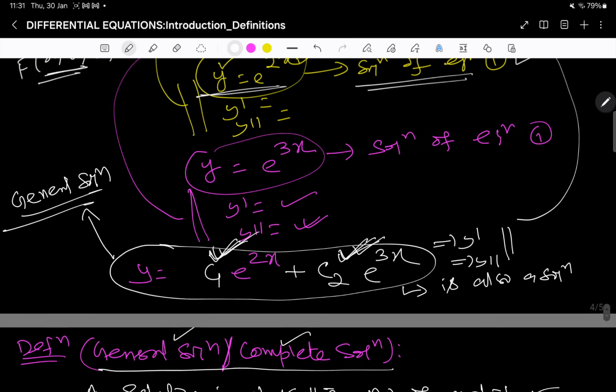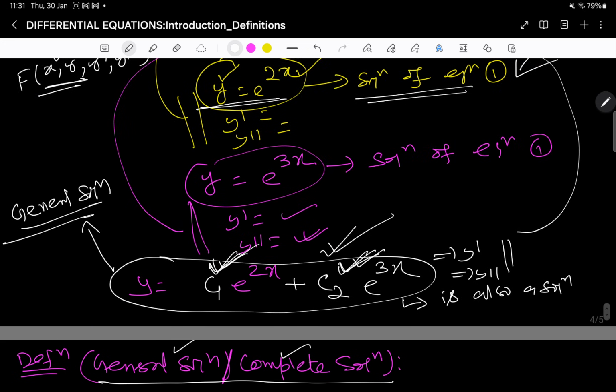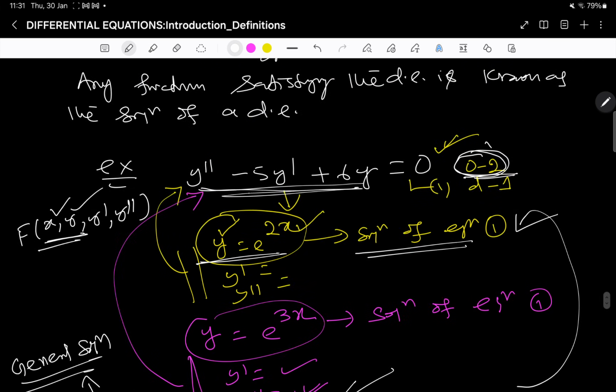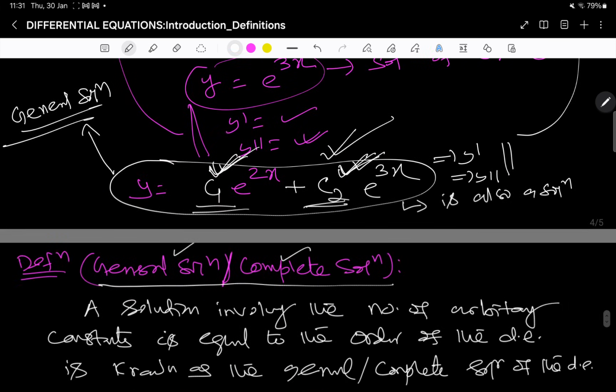Okay, as I have told, this is the general solution because it involves two arbitrary constants, which is the same as the order of the equation. Now coming to the particular solution: if particular values of the constants are involved, then it is called a particular solution.